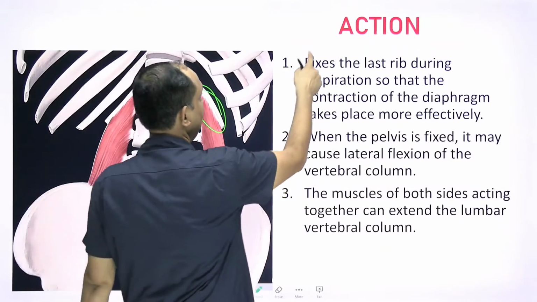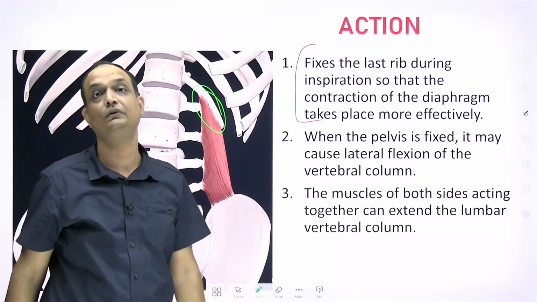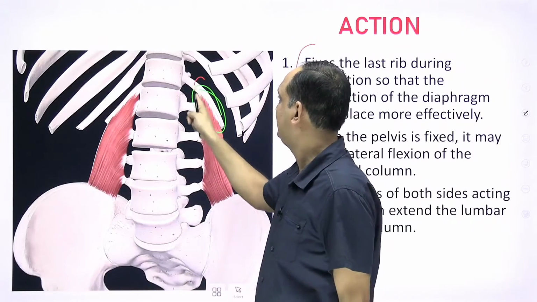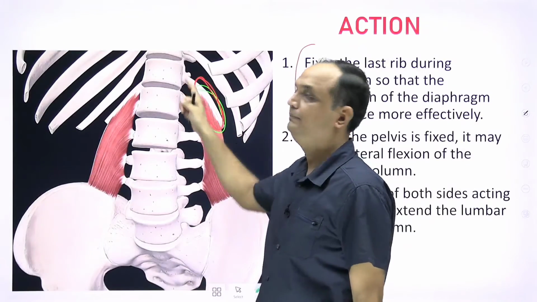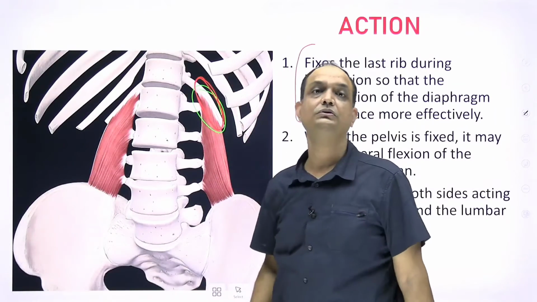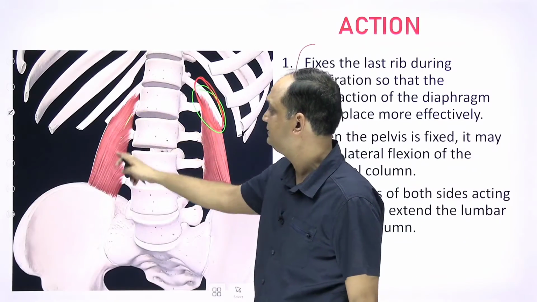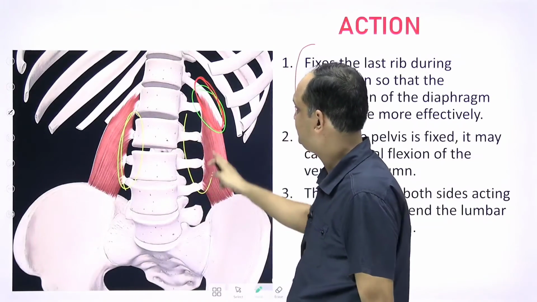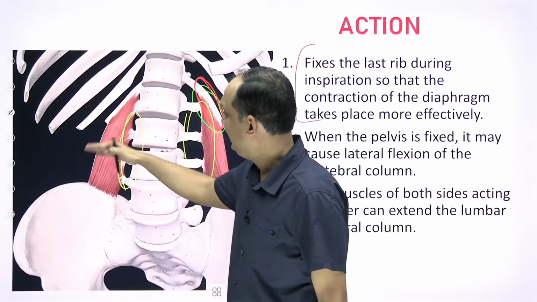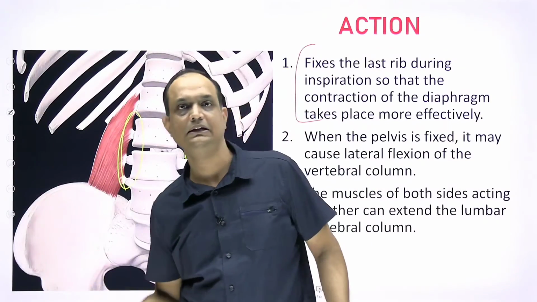The second action is that, when the pelvis is fixed, it may cause lateral flexion of the vertebral column. So, there are two different actions. One is the action on the basis of the rib. This attachment on the rib is responsible for respiration, because this part is also giving origin to the diaphragm. But when you talk about the other site of insertion, that means the attachment on the vertebral column, then it is responsible for lateral flexion on one side if there is a unilateral contraction like this.